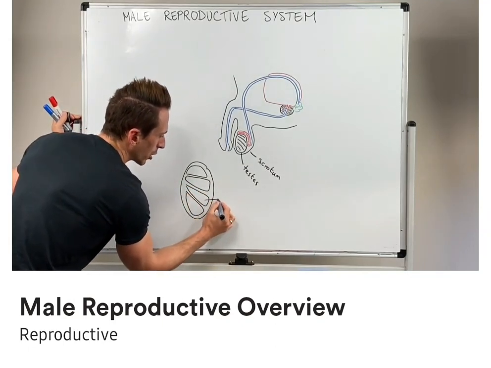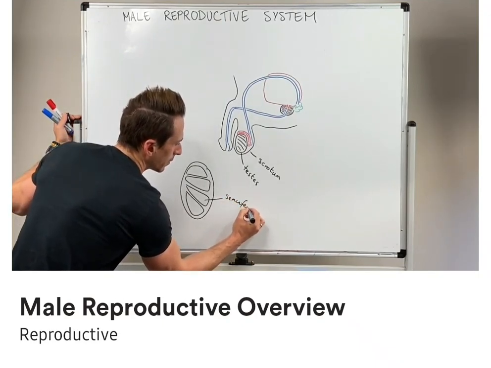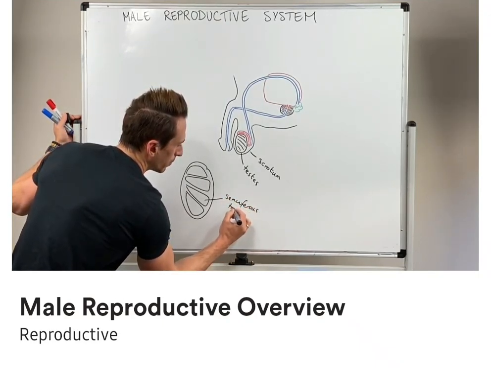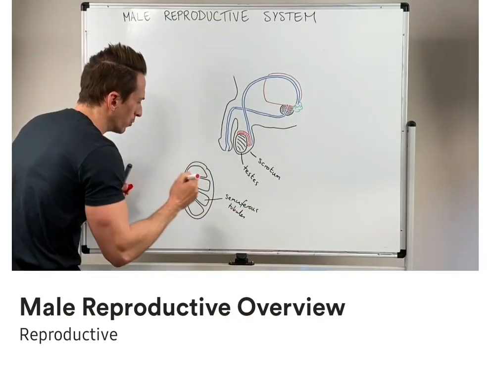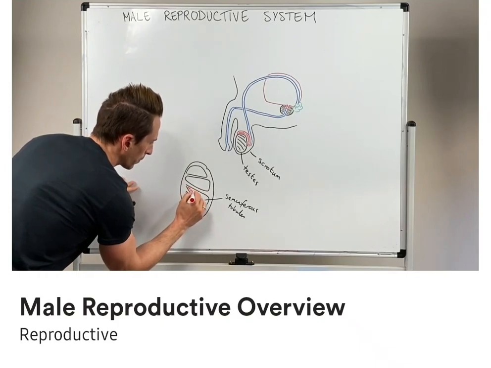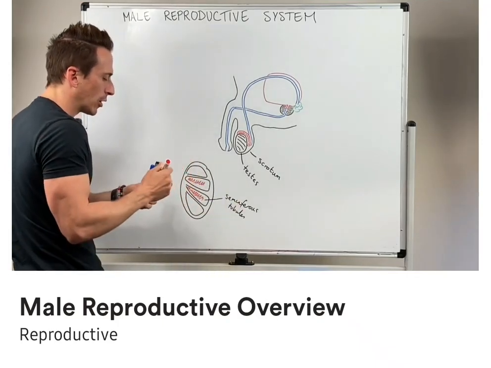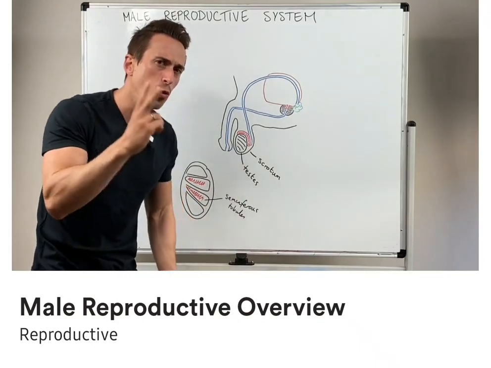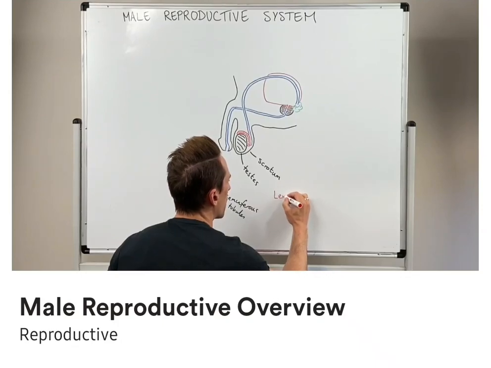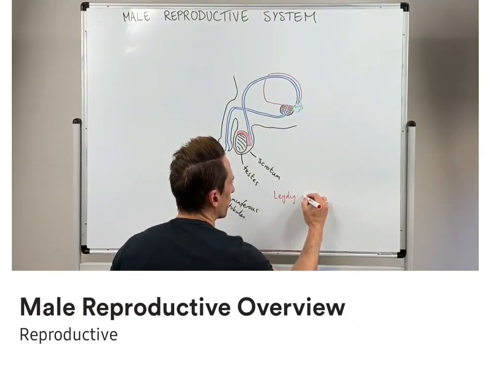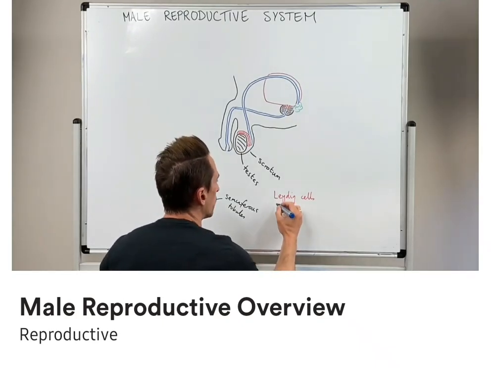And within each lobe, you're going to find something called seminiferous tubules. So these are just convoluted tubes inside each of these lobules of the testes. And if you're to have a look within these tubes, there's two major cell types that you should be aware of. First cell type are the Leydig cells. The second cell type are the Sertoli cells.